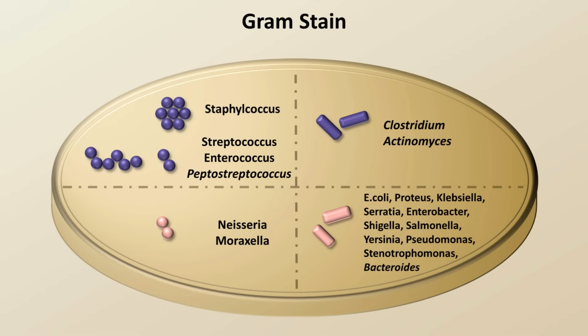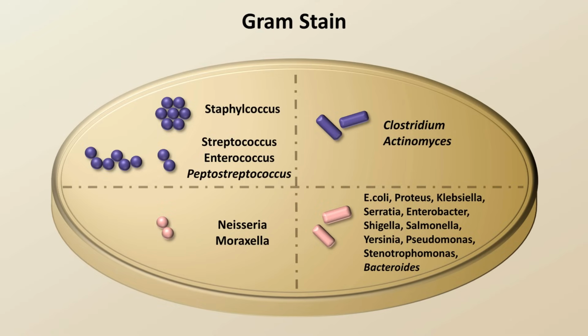You may have noticed that some of these bacteria are written in italics. Those are anaerobic bacteria, that is, bacteria that only thrive in the absence of oxygen. While most anaerobic bacteria can be gram-stained, during clinical discussions they are generally grouped together under the term anaerobes and are not referred to by morphology or gram-staining properties.